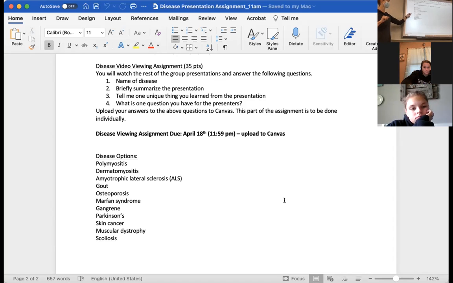So some of these are joint oriented, like gout. Some of them are skin oriented. Marfan syndrome deals with tissues.